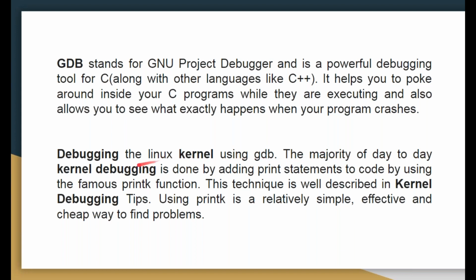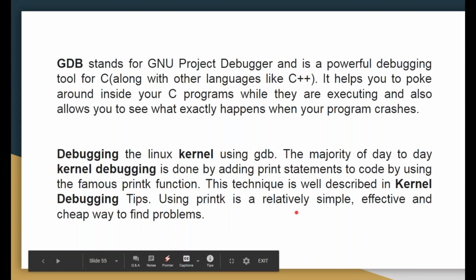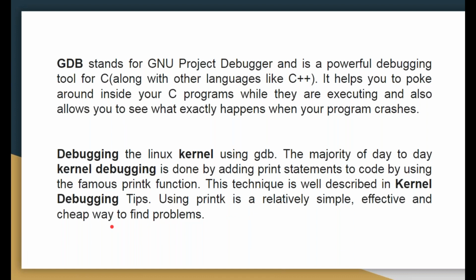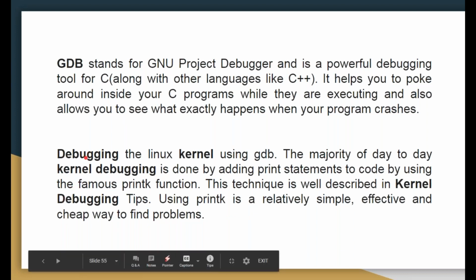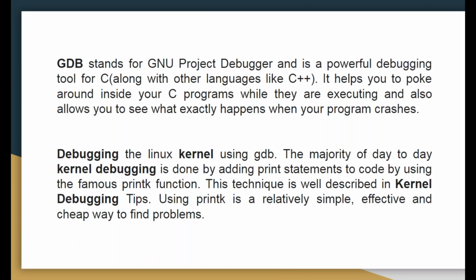The majority of day-to-day kernel debugging is done by adding print statements to the code using the famous printk function. This technique is well described in kernel debugging tips. Using printk is a relatively simple, effective, and very cheap way to solve problems. Debugging is to check for problems where your system crashes. For example, you want to check the compiler or the shell, and see what kind of problem has occurred, so that if your system has suffered any problem, crash, or interrupt, you use debugging.